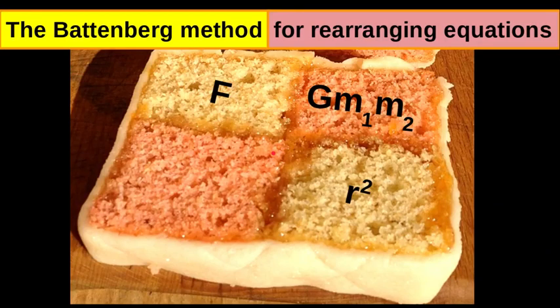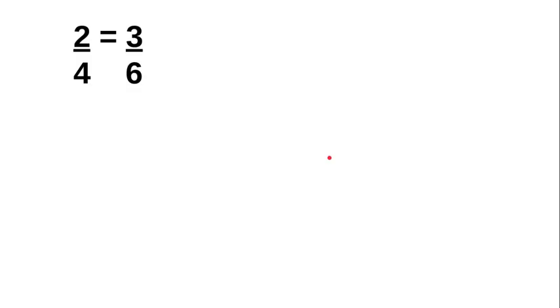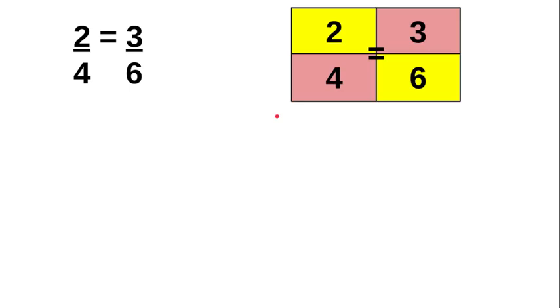Okay, so I'm going to show you in this video a really good way for rearranging equations based on the lovely Battenberg cake. So if we just start off numerically with 2 over 4 is equal to 3 over 6, I'll show you how this fits into the Battenberg.